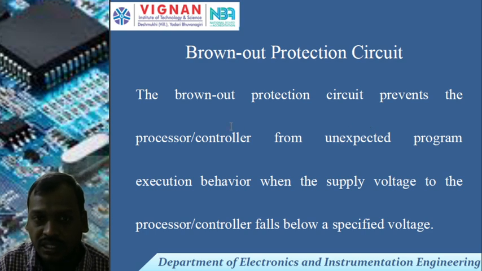Now the brownout protection circuit. It will protect the processor or controller. The brownout protection circuit prevents the processor or controller from unexpected program execution behavior when the supply voltage to the processor or controller falls below a specified voltage. Whenever the supply voltage falls, it will protect that circuit. That means the processor or controller will always maintain a 5 volt supply. It will not fall below 5 volts because you have the brownout protection circuit.